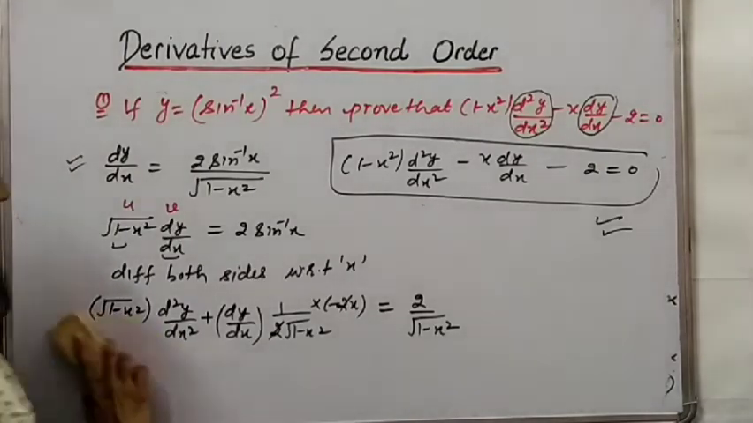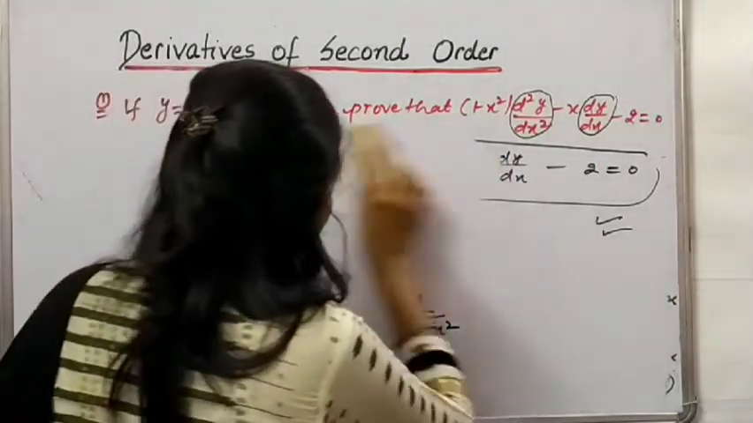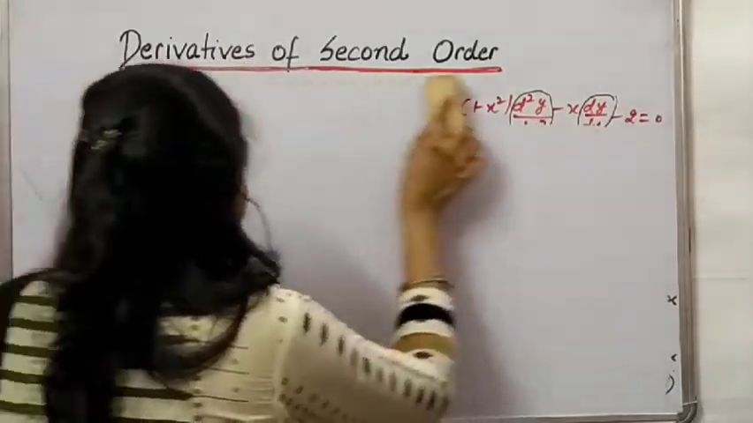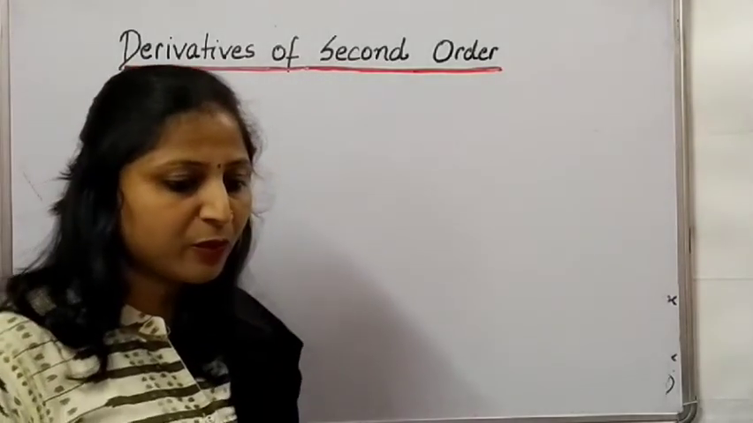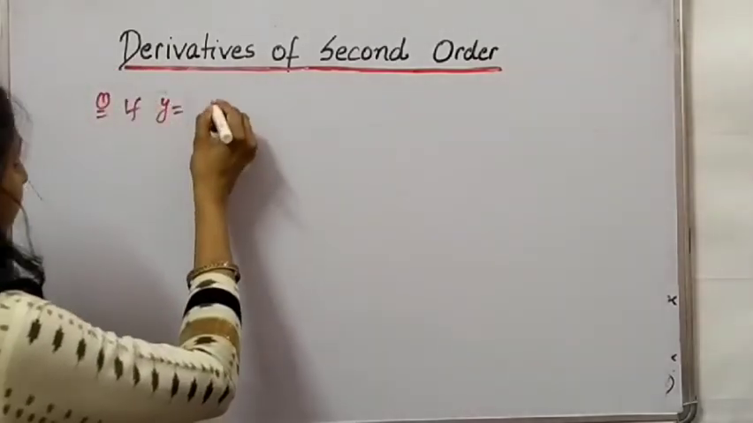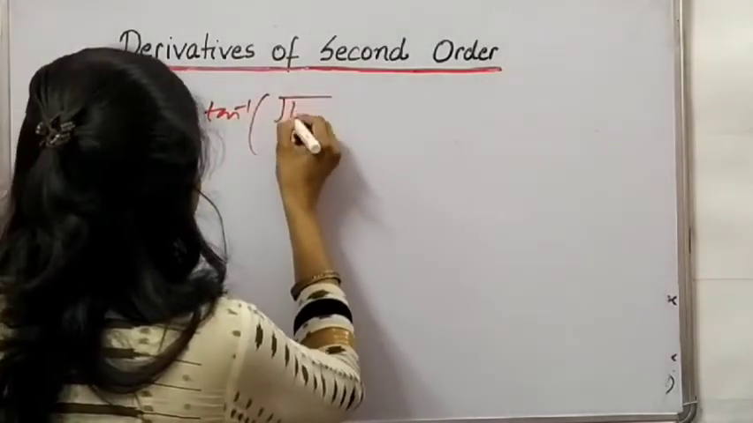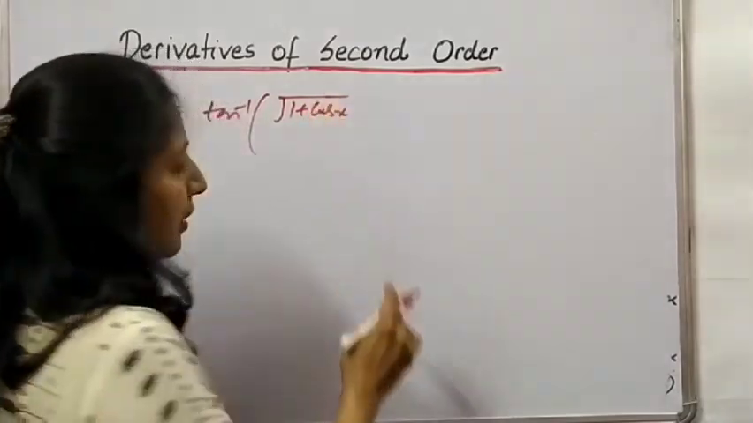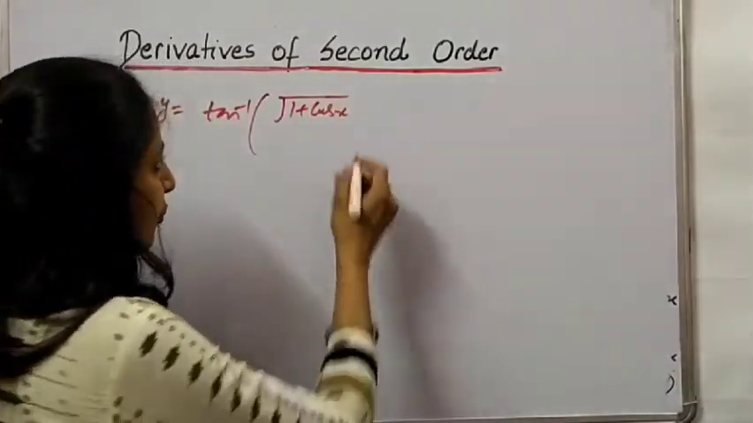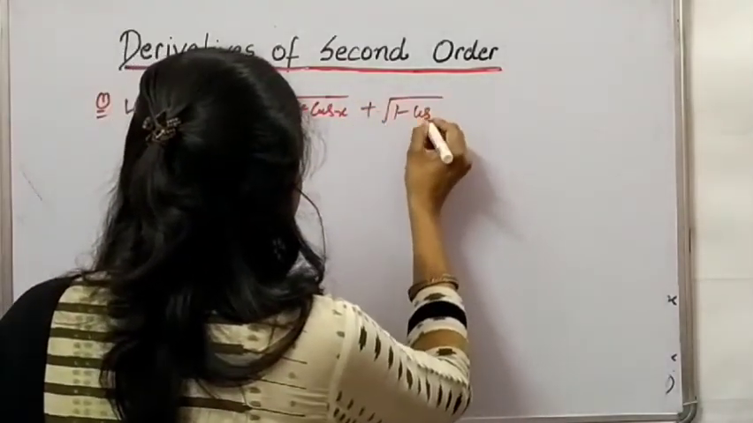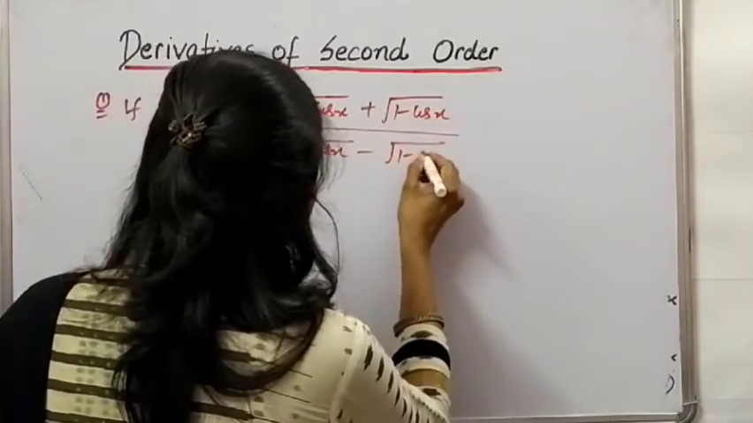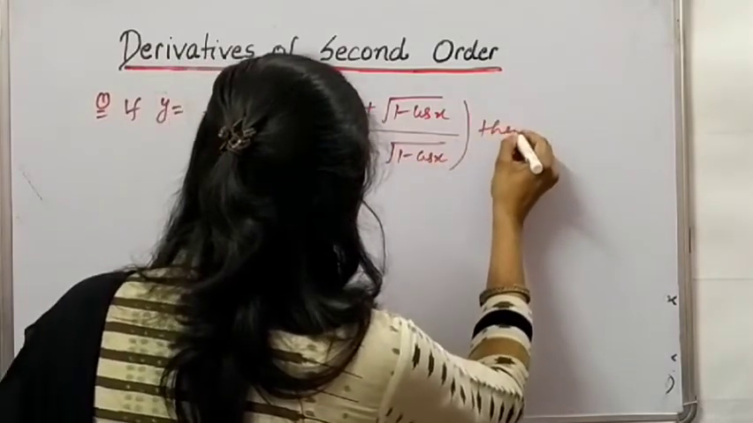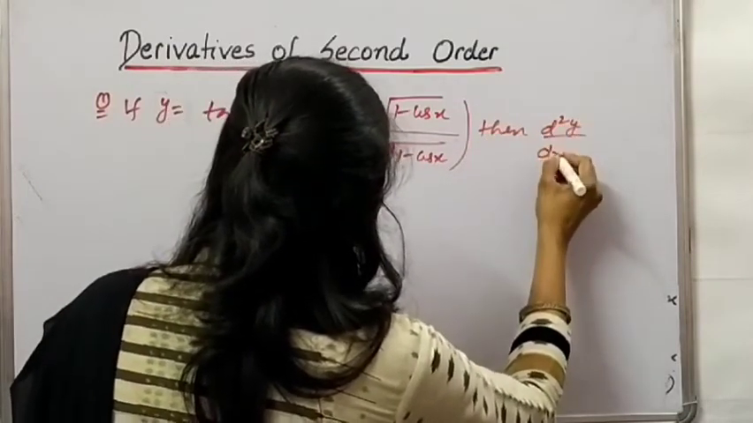Okay, now let us come to our next question. It is given that y is equal to tan inverse of root 1 plus cos x plus root 1 minus cos x upon root 1 plus cos x minus root 1 minus cos x, then find its second order derivative, that is d2y upon dx square.